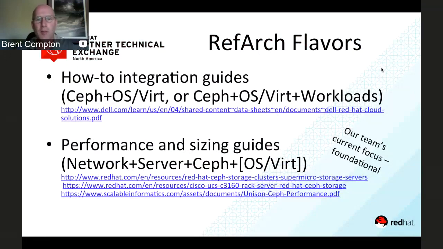In fact, we've begun to work with the MySQL MariaDB community at the top layer of the stack. But again, a lot of our work has been foundational. So that just sets your expectation for the type of reference architectures we've been most recently involved with.